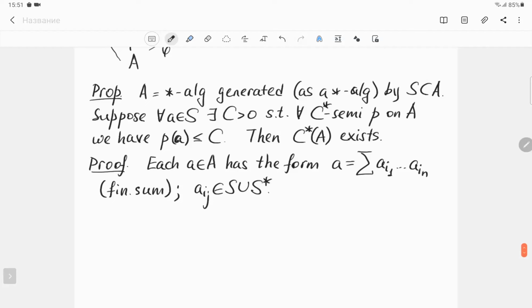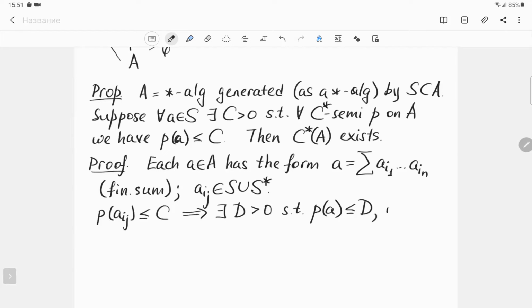So by assumption, if we take now a C-star seminorm P, then P of each a_ij is less than or equal to C. And now the triangle inequality implies that there is a positive constant D, which depends only on a, such that P of a is less than or equal to D, where D doesn't depend on P. And this implies that if we take the supremum over P, we conclude that our seminorm is finite, which means that the C-star envelope exists.